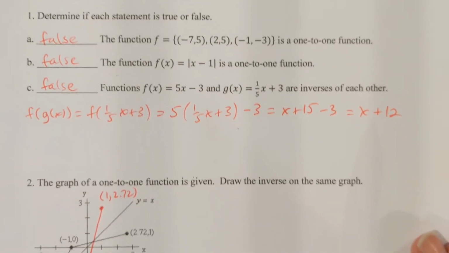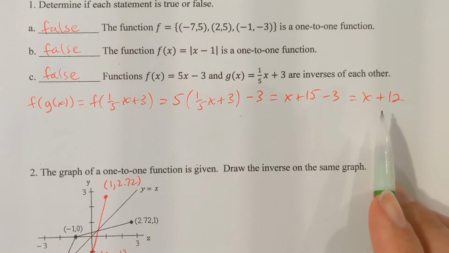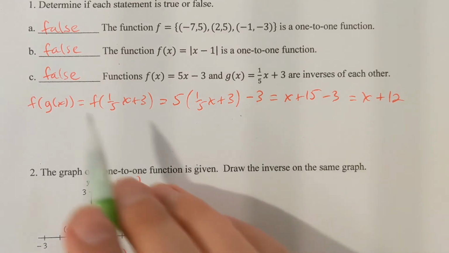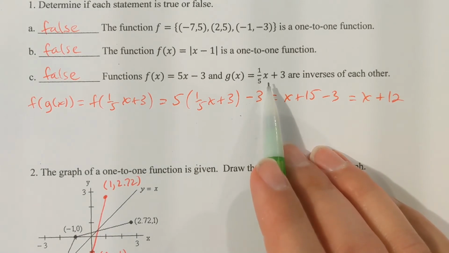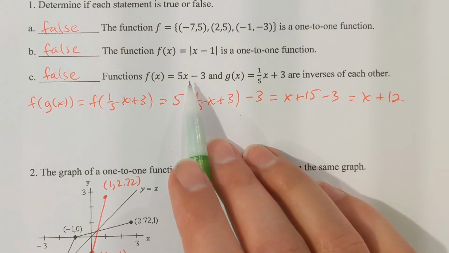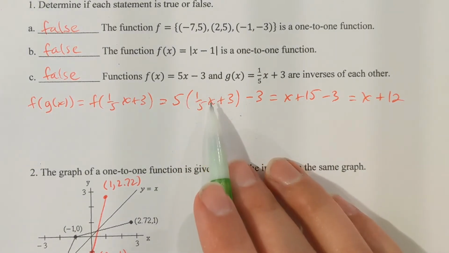Part C, the functions f and g are inverses of each other. That's going to be false. Two functions are inverses of each other if you plug each one into the other and you get just x. So if I plug g into f, g is given, that's 1/5 x plus 3. Plug that into f, there's only one x in f, so I've replaced that one x with 1/5 x plus 3.